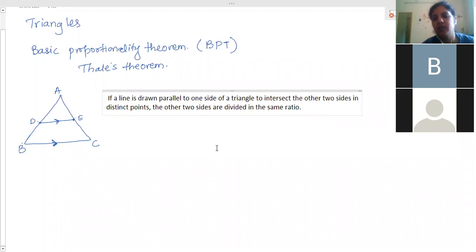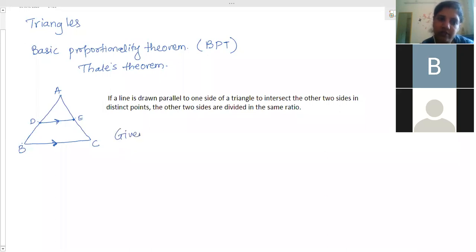If a line is drawn parallel to one side of a triangle to intersect the other two sides in distinct points, the other two sides are divided in the same ratio. A line, that is DE, is drawn parallel to one side. So DE is parallel to BC. It will intersect the two remaining sides at distinct points, that is D and E. Then AB and AC are divided in the same ratio. So the ratios on the sides AB and AC are equal. This is what Thales theorem or BPT tells us.